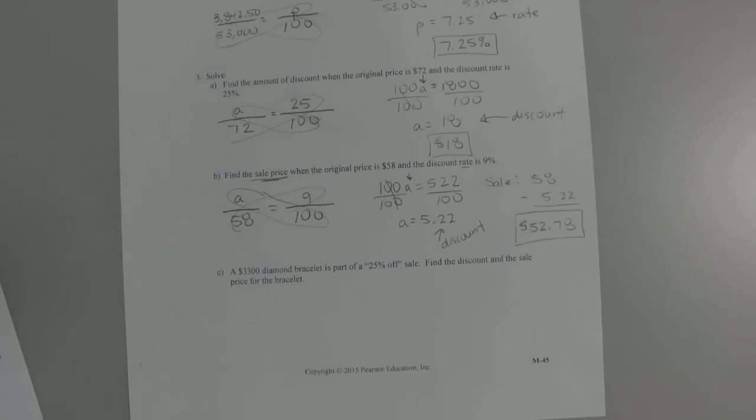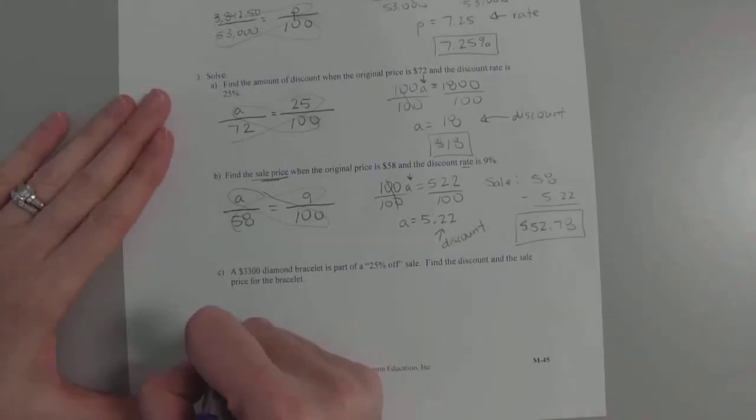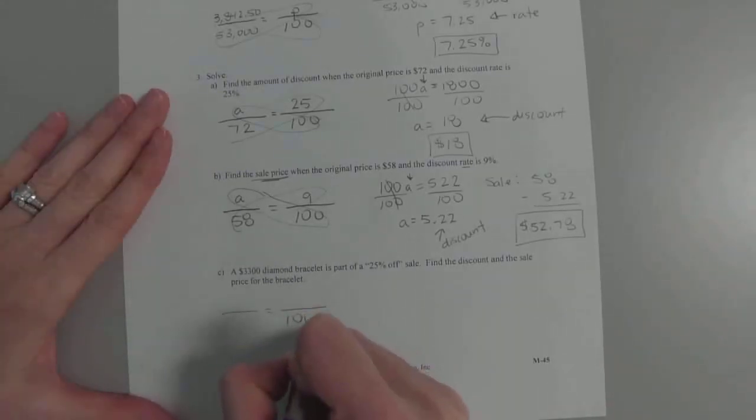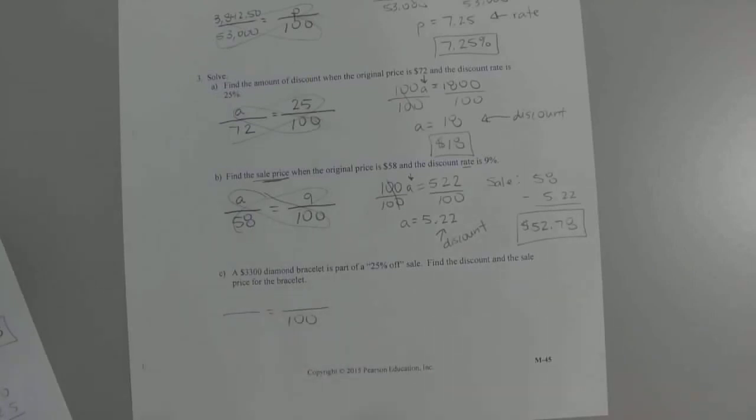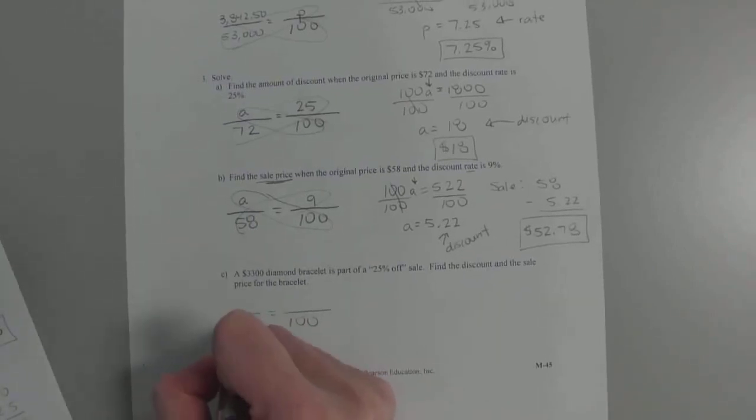All right, last one. A $3,300 diamond bracelet. Don't give that to me. I'd be scared to wear it. It's part of a 25% off sale. Find the discount and the sales price for the bracelet. Basically exactly what we did up here. We would just circle the discount once we found it and then subtract and get our sale price, okay?